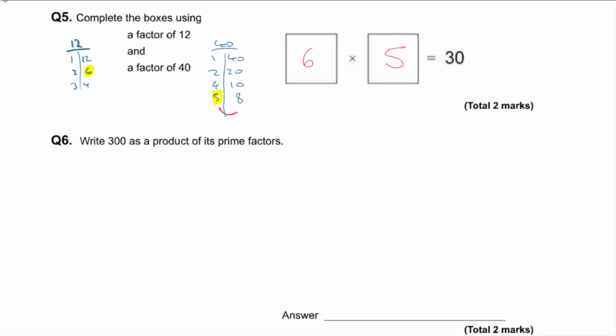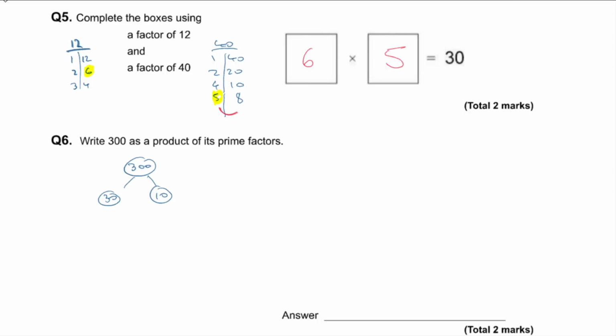Okay, question 6, write 300 as a product of prime factors. Now you can do this as a factor tree if you don't have a calculator with the function. So you'd write 300 at the top and you do 2 branches coming off it, and you think, well, what two numbers multiply together to give me 300? Well, I could have 30 and 10. It doesn't really matter which ones you pick. It always comes out the same way each time. And then you keep going.